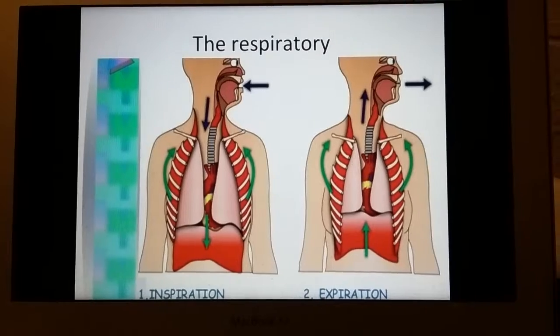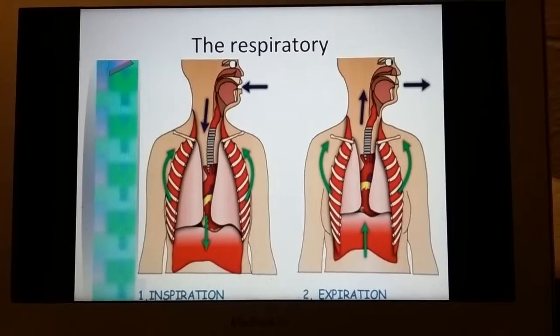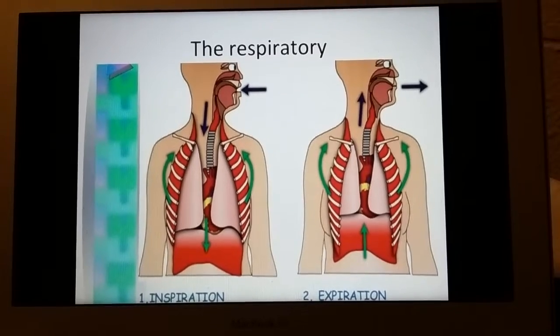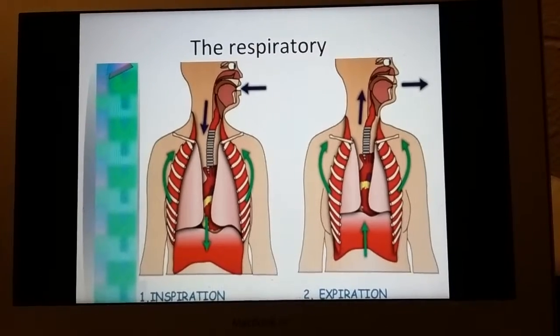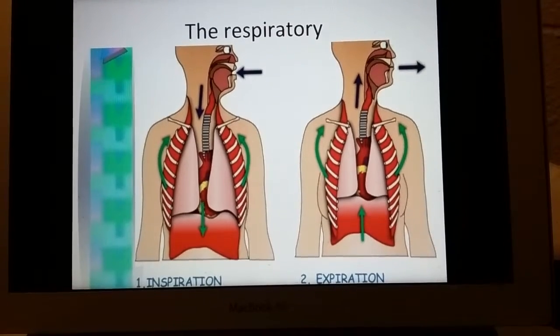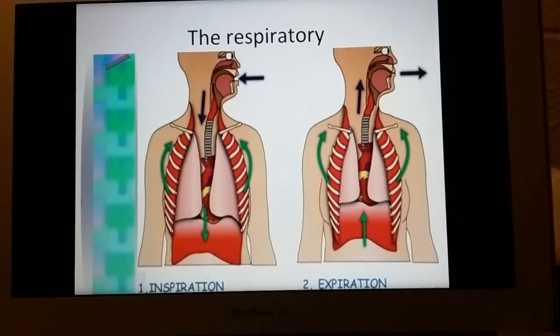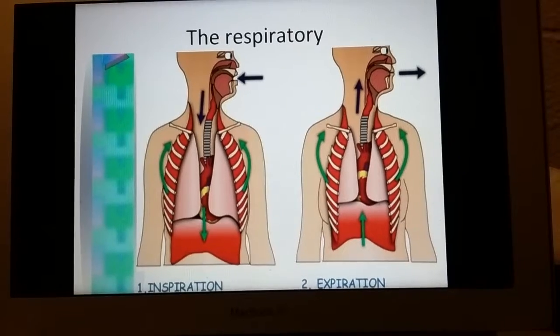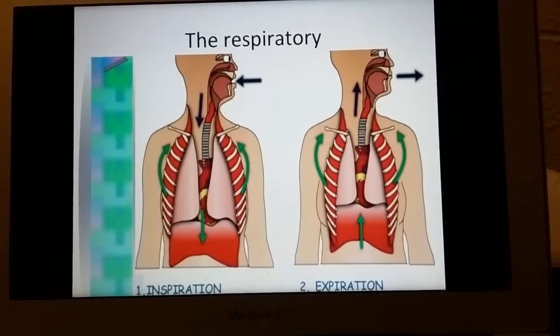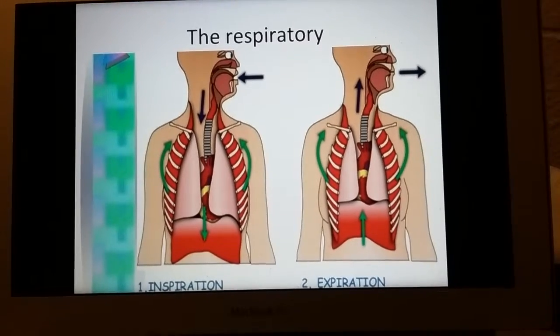The respiratory cycle. Inspiration is an active process that happens when the chest cavity enlarges because of the contraction of the muscles. Expiration is passive and relies on the elastic recoil of the stretched lungs as the inspiratory muscles relax, rather than on muscle contraction.